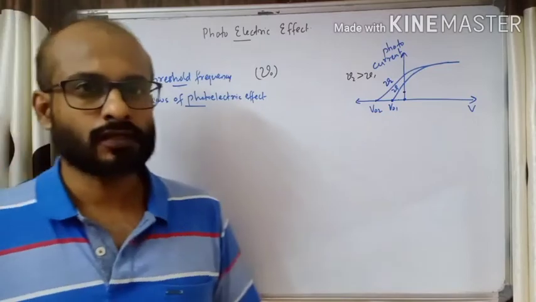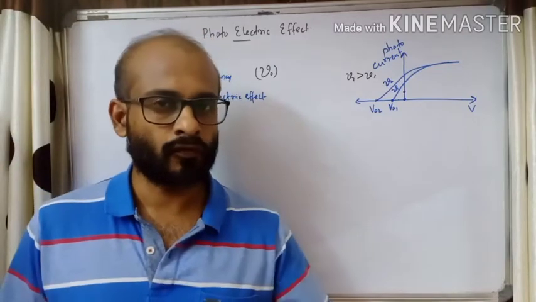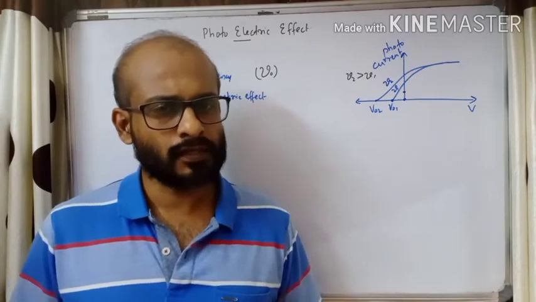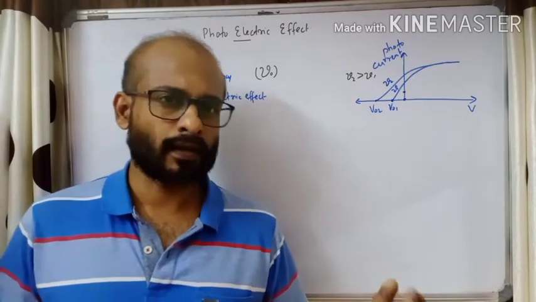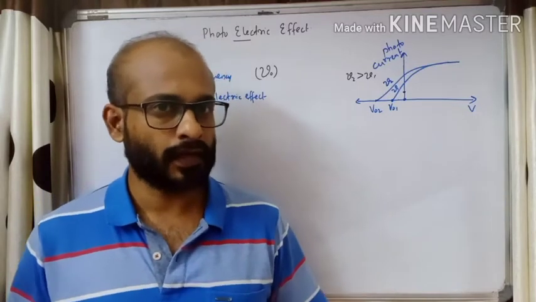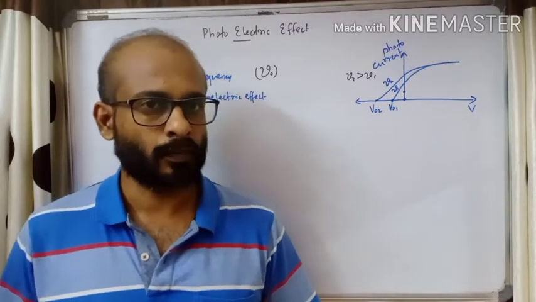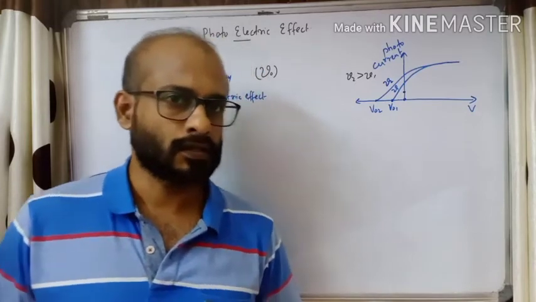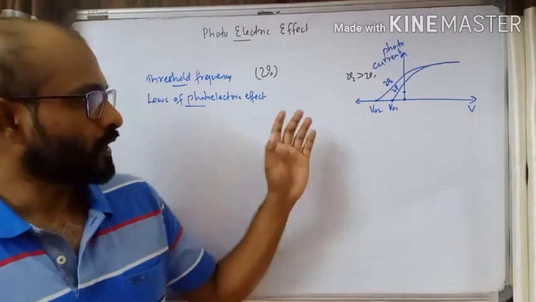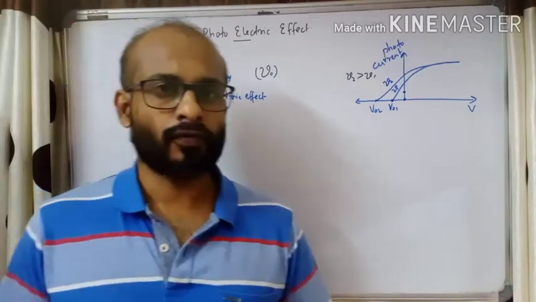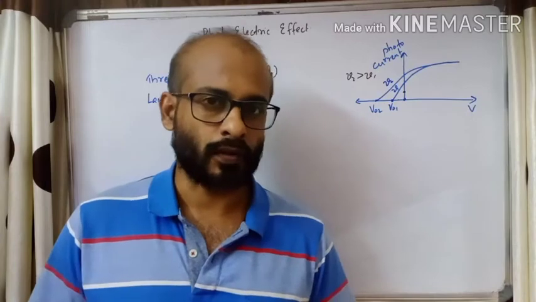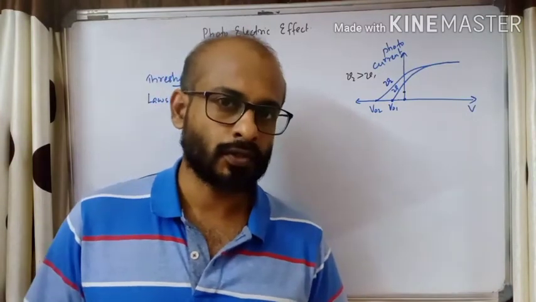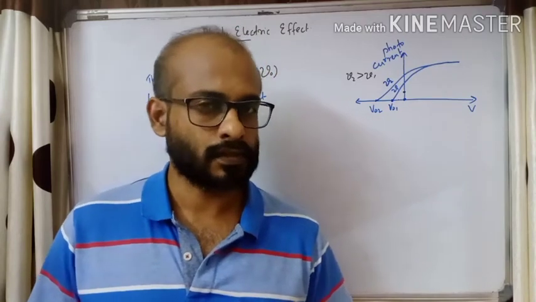Now, based on the observations, we can formulate a few laws, a few postulates. The first postulate is that for every metal surface, there is a minimum frequency of incident radiation below which the photoelectric effect cannot be observed. That's the first law. Second, it is related to the intensity of radiation. If the frequency of incident radiation is more than the threshold frequency, the magnitude of photocurrent is directly proportional to the intensity of radiation. That is the second law.